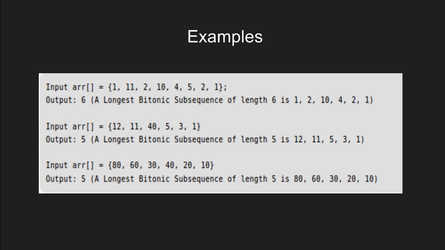If the input array is 12, 11, 40, 5, 3, 1, the output will be 5 with the sequence being 12, 11, 5, 3, 1. This is a decreasing Bitonic subsequence with the increasing part empty. And if the input array is 80, 60, 30, 40, 20, 10, then the output will be 5 with the Bitonic sequence being 80, 60, 30, 20, 10, again decreasing.